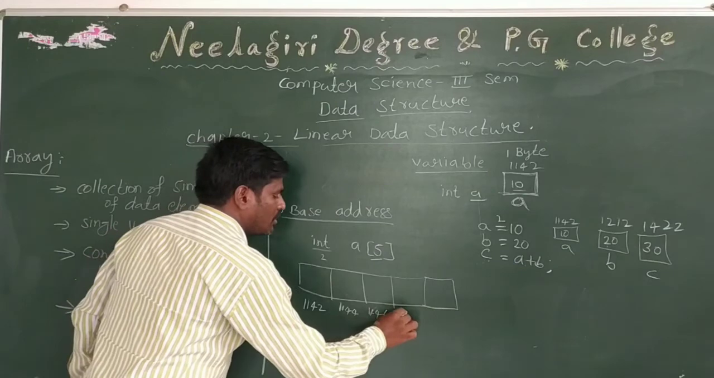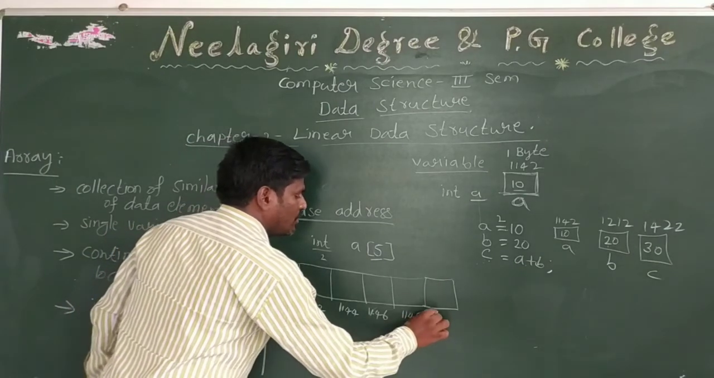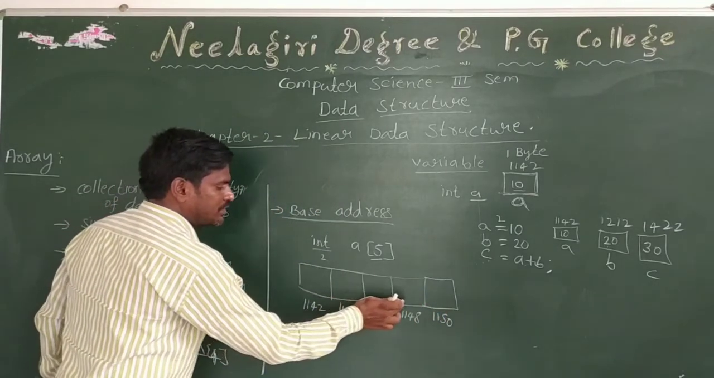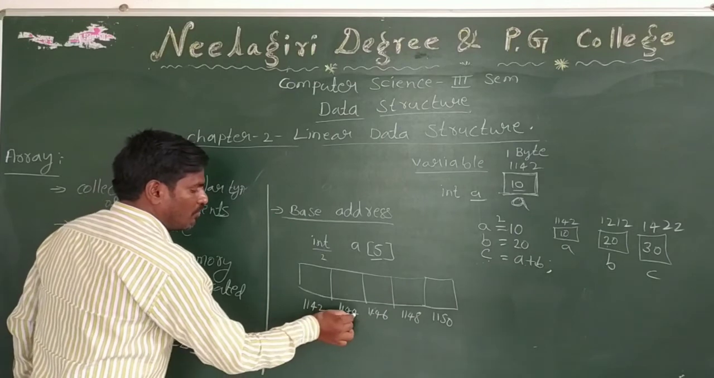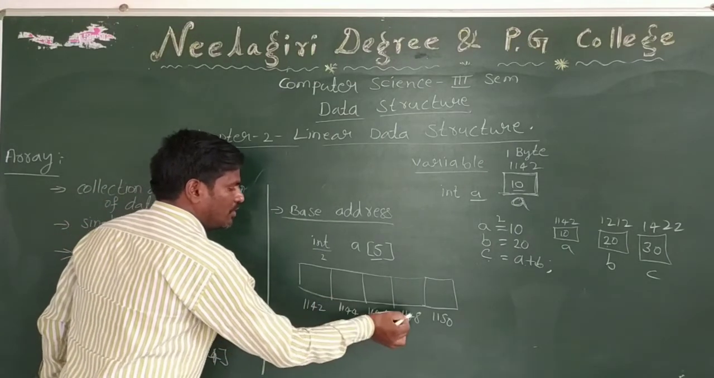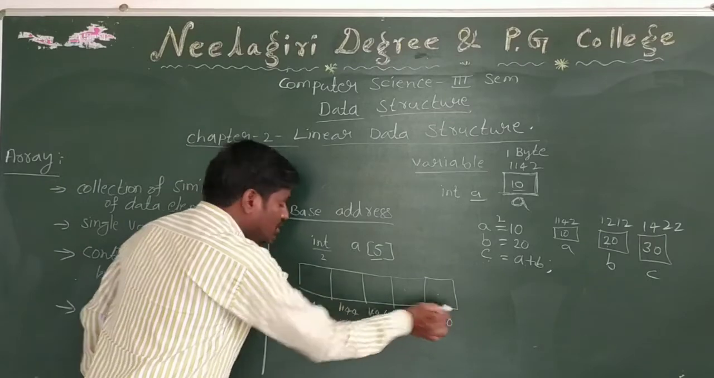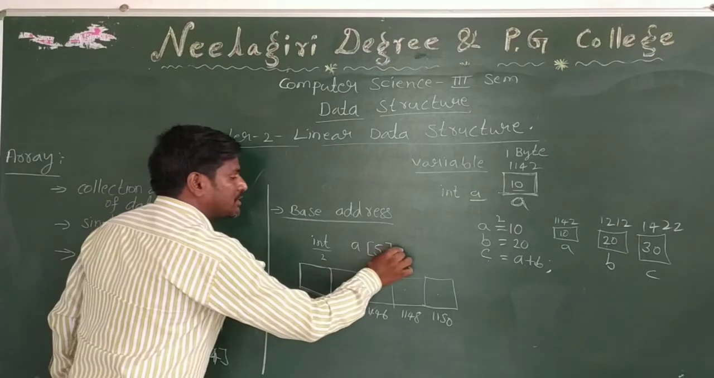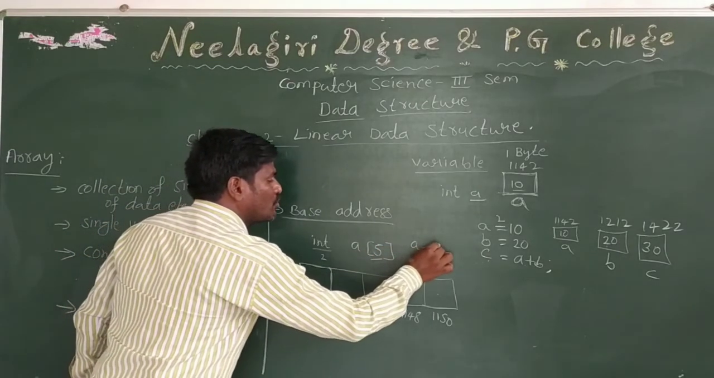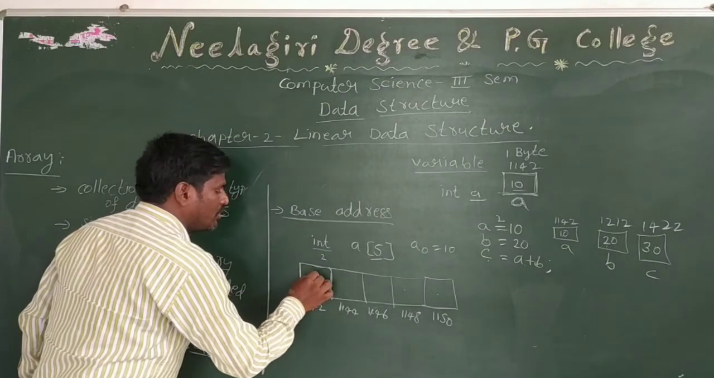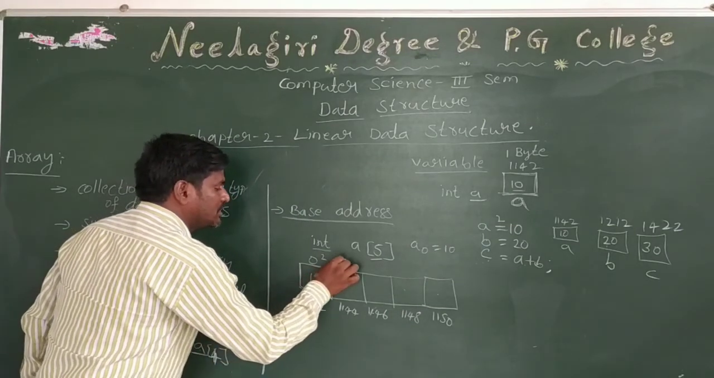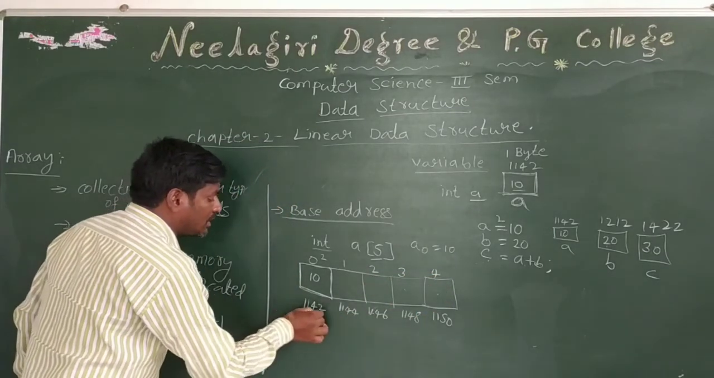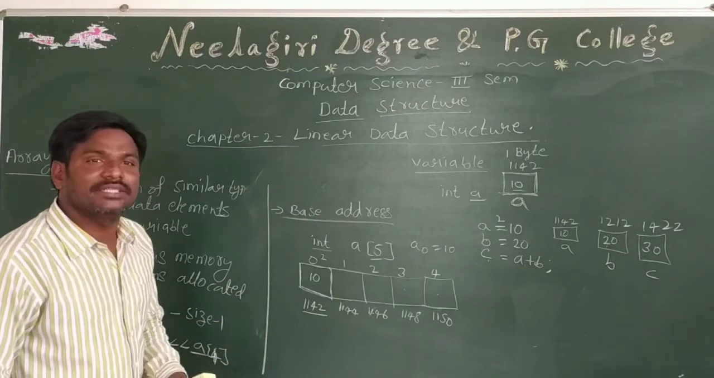1146 this one. 1148 this one. 1150 this one. 1142, 1144, 1146. That means 1142, 1143, 1144, 1145 for this one, 1146, 1147, 1148, 1149, 1150. So this address is the first address. If you assign, for example, a of 0 is equal to 10, automatically that means this is the 0th index, this is the first index, second index, third index, fourth index. So this address is called the base address.